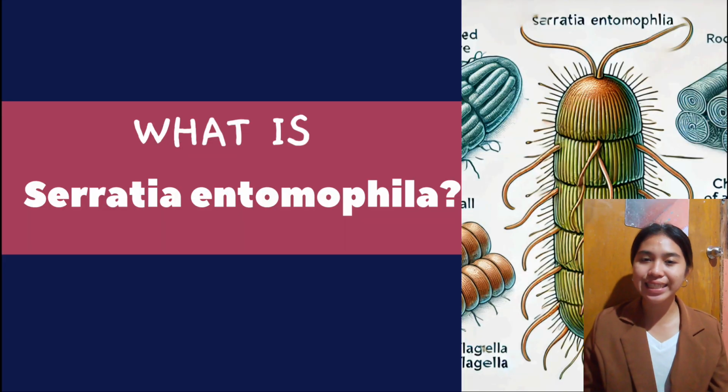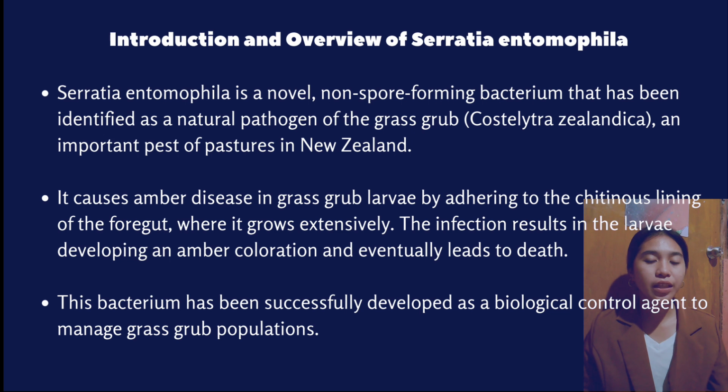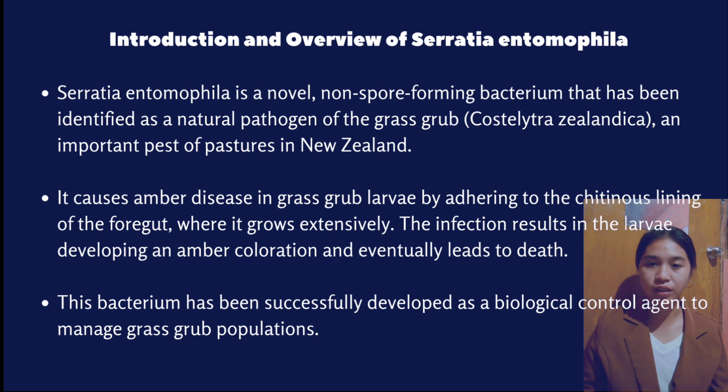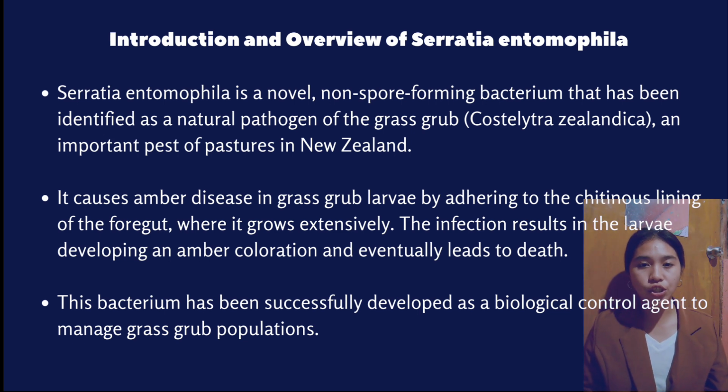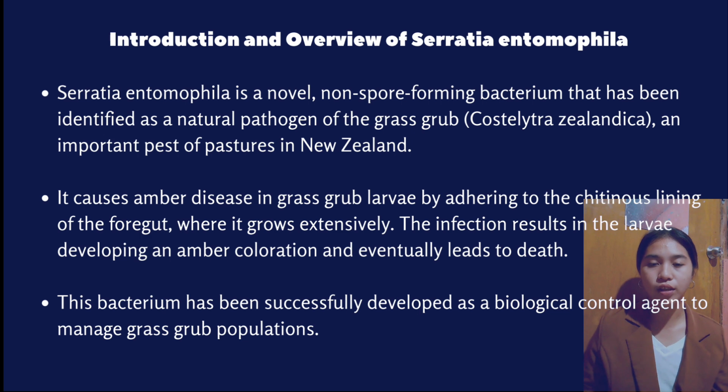So now, let's discuss what is Serratia entomophila. Serratia entomophila is a newly discovered bacterium that has shown promise as a natural pathogen of the grass grub, Costelytra zealandica, a pest that significantly damages pastures in New Zealand. The bacterium causes a condition known as amber disease, which results in the larvae of the grass grub changing color to amber and eventually dying.